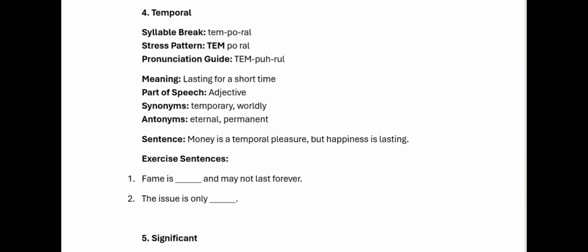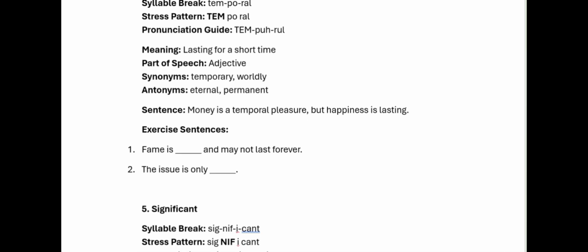Exercise sentence: fame is dash and may not last forever. What is fame? Fame is temporary. Instead of temporary, the word we learnt is temporal. Fame is temporal and may not last forever. This issue is only for a short time. That means this issue is only temporary. This issue is only worldly. This issue is only temporal.